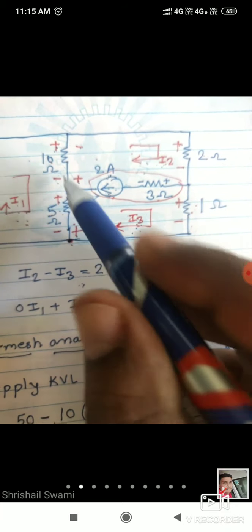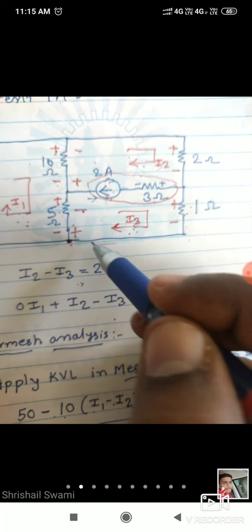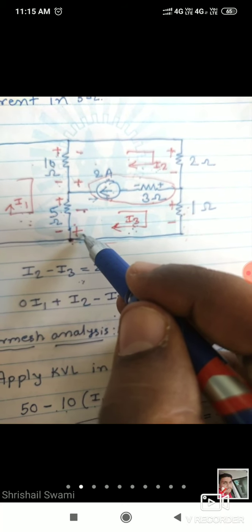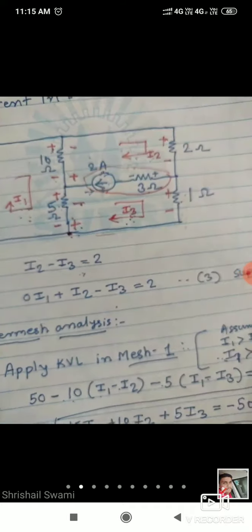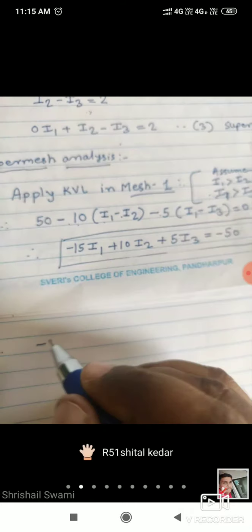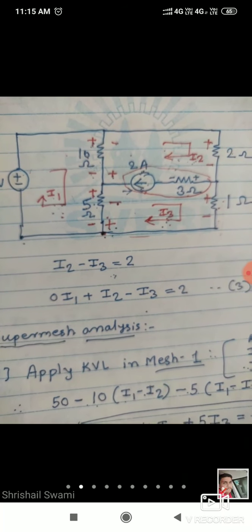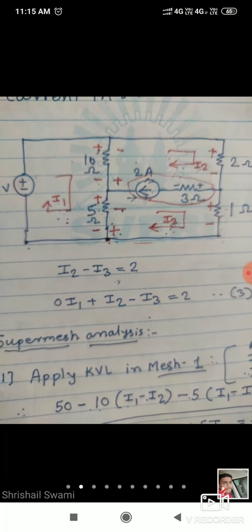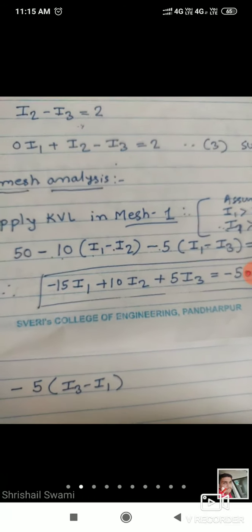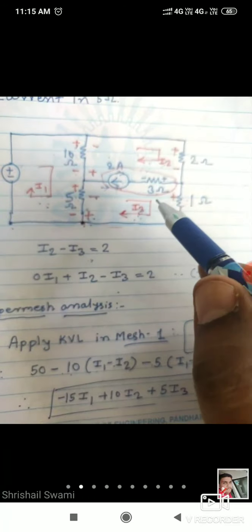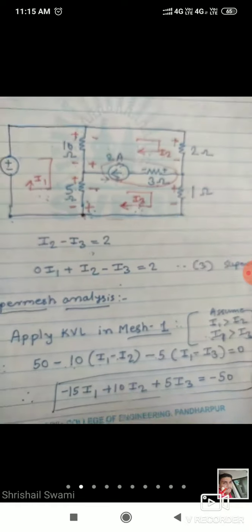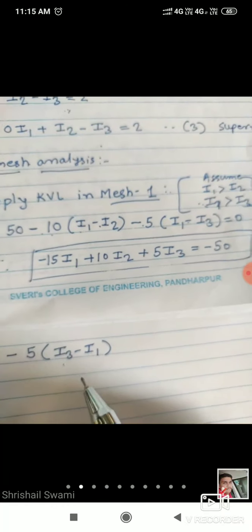Now I will start to write the equation from this point. I will apply it in a clockwise direction and come to the same point. Plus you are observing, so plus means minus. Minus 5 into... what is the current flowing through 5? That is I3 minus I1. Why do you have to take I3? Because we are applying KVL in mesh 2 and mesh 3 combinedly. That's why I3 you have to write.